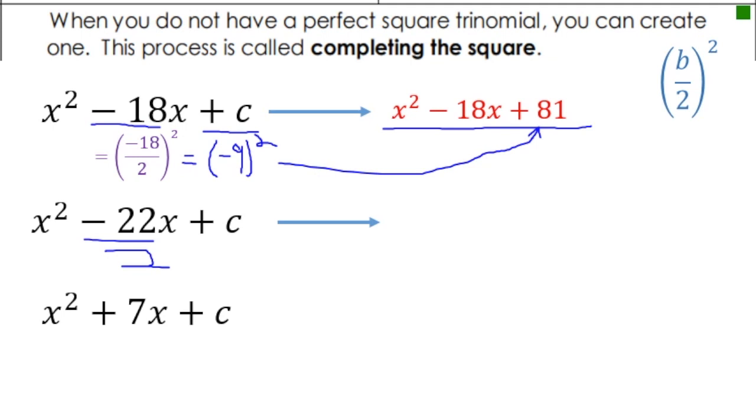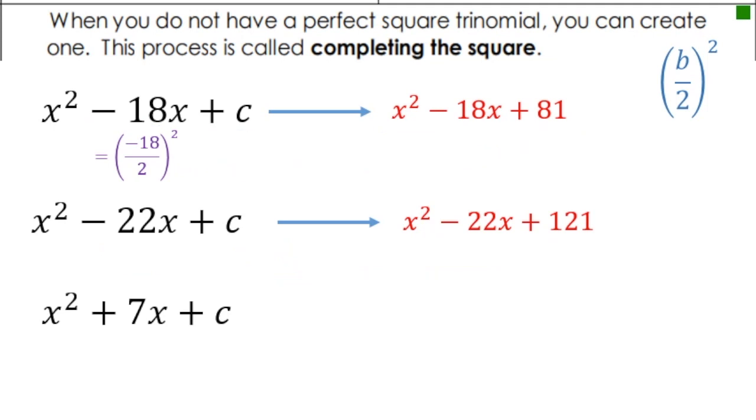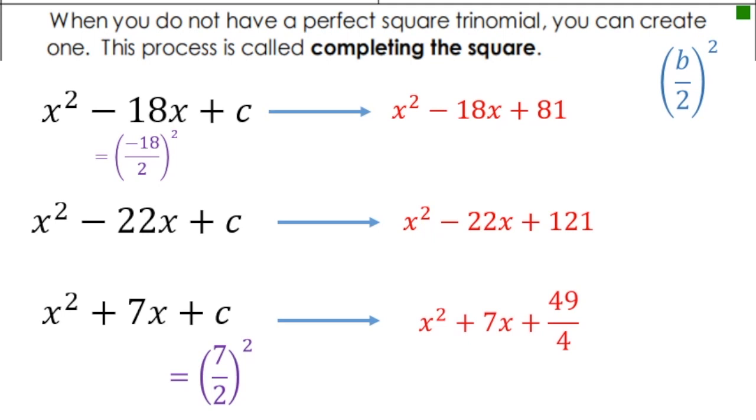You should have gotten 121. Okay? Negative 22 divided by 2 is negative 11, and then you square that, and you get 121. The third one is unique because you end up with a fraction, 7 divided by 2. You cannot simplify that, but you can square that. 7 squared and 2 squared would give you 49 over 4.